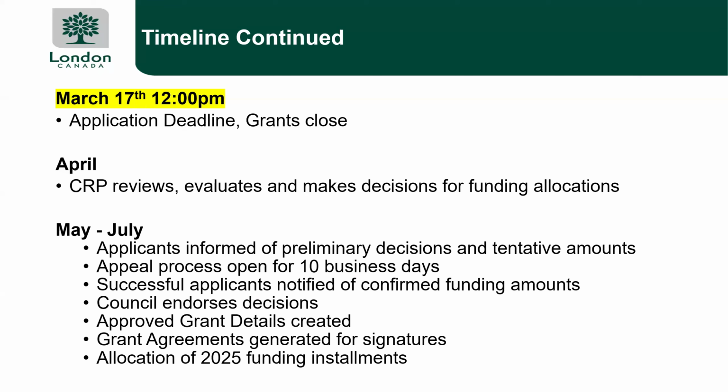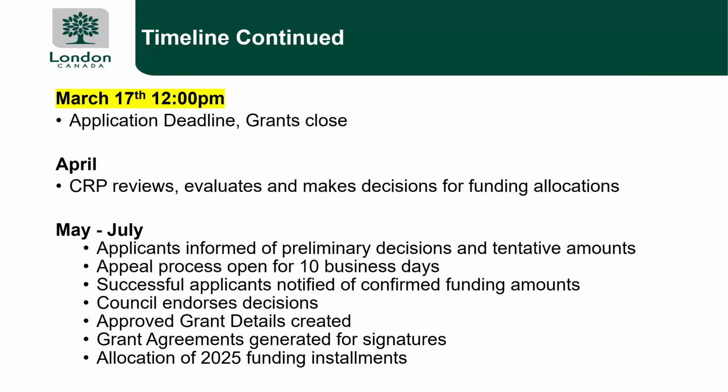Once that appeal process is completed, we then will reconfirm with the approved applicants to verify their amounts. If there was a successful appeal, sometimes that amount changes. So that's why we have made that a tentative amount at first. We confirm all the amounts. We write a report. Council endorses a decision. So council does not make any of the decisions on the funding, who gets funded or how much. That's the community review panel that does that.